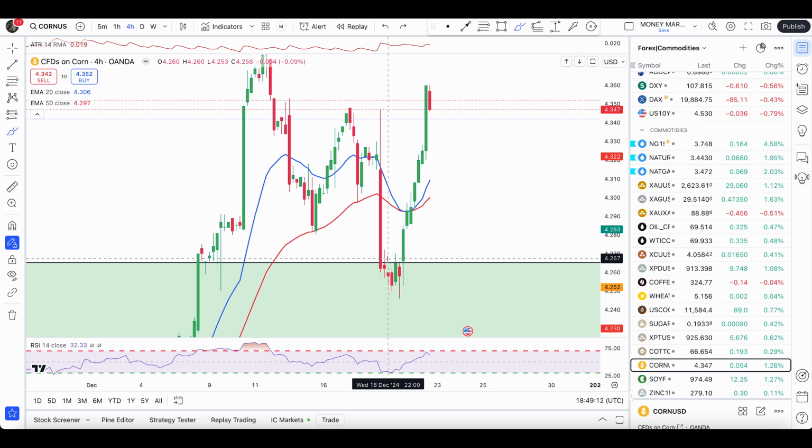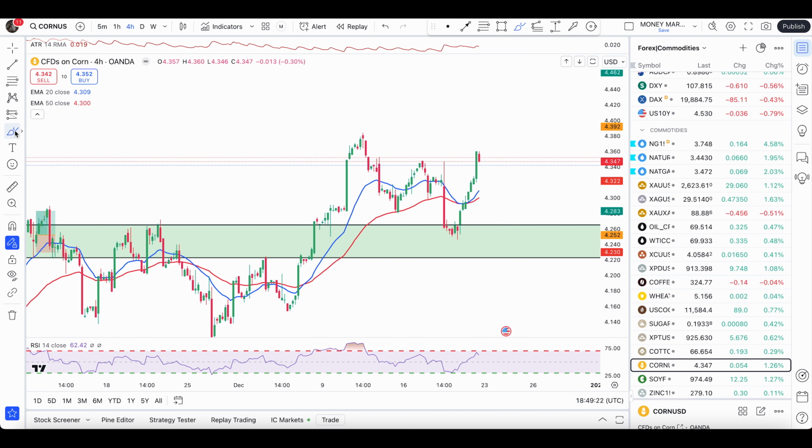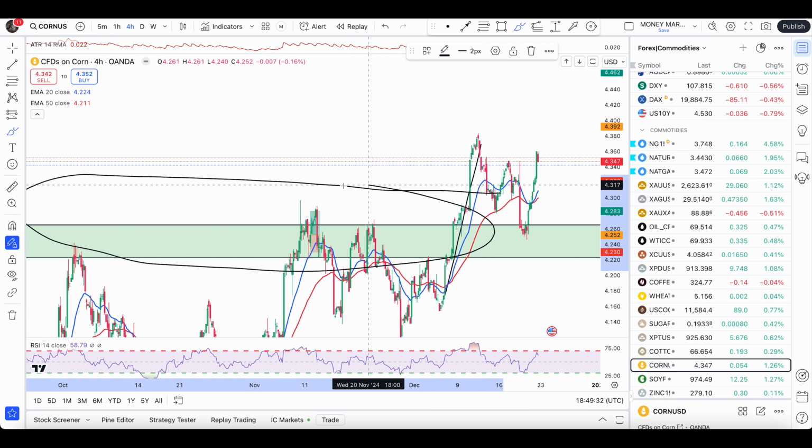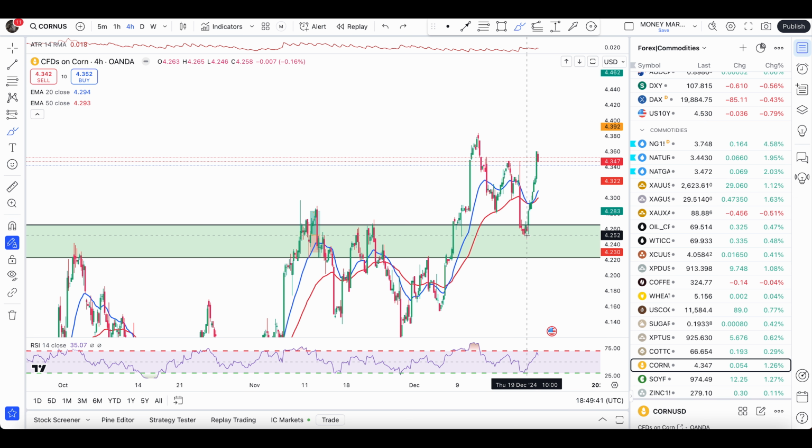So exactly how we need to look for the entries, not blindly, but if the market is trending, don't go against the trend. Wait for the price to come and give you the setup. Here, the price was broken at the structure level. This was the structure level that was broken, right? After that, we had a pullback. Right here, a good level that pushed the price massively higher.